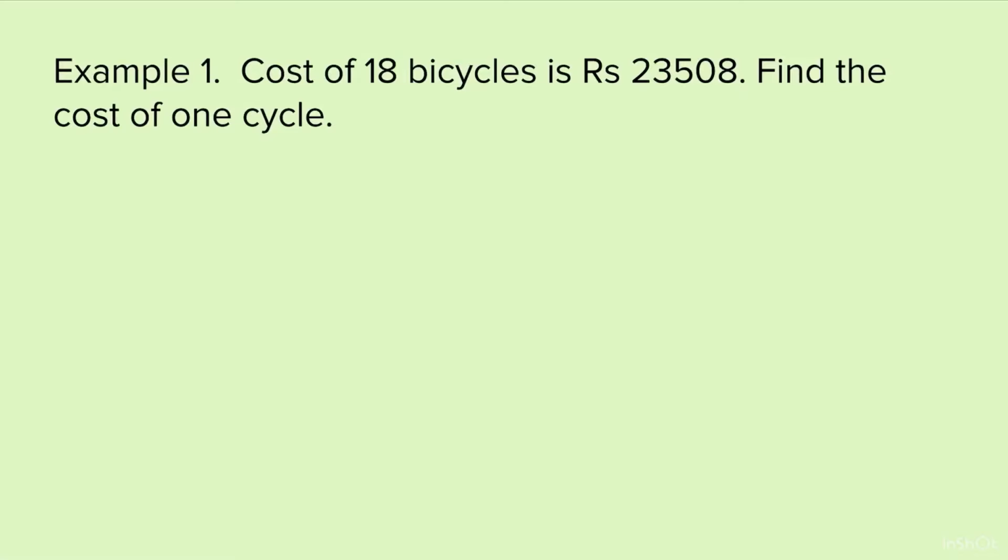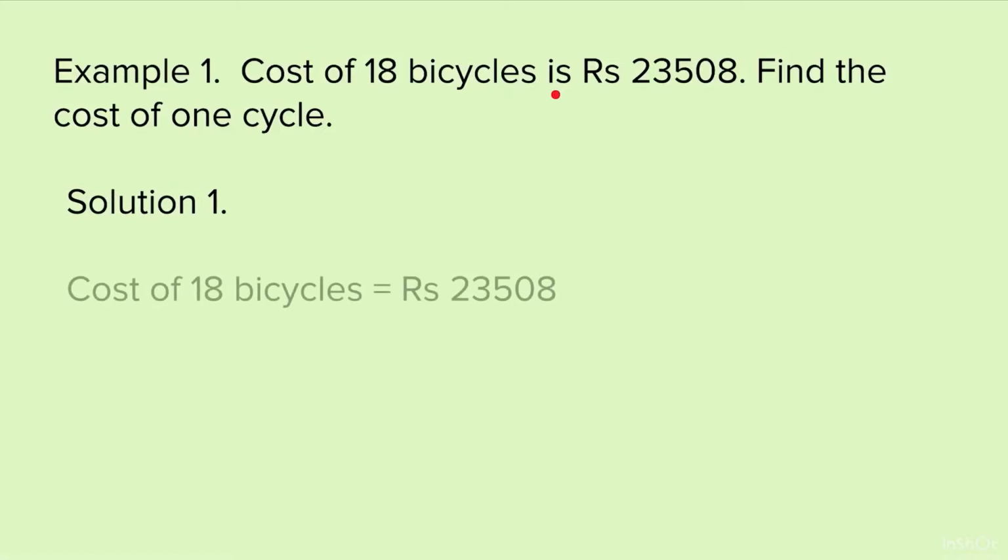Let us look at the first example. Cost of 18 bicycles is rupees 23508. Find the cost of one cycle. So first we have to write whatever information is given to us. They have given us the cost of 18 cycles. So we will write just this: cost of 18 bicycles is equal to rupees 23508.